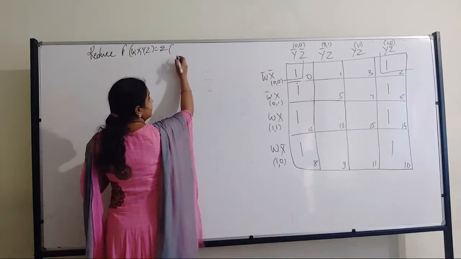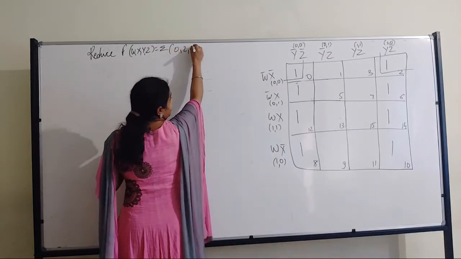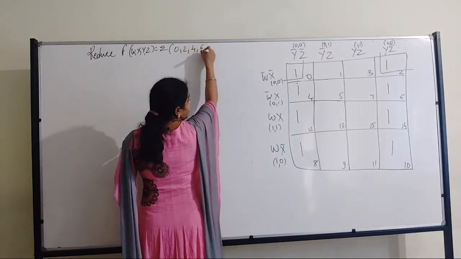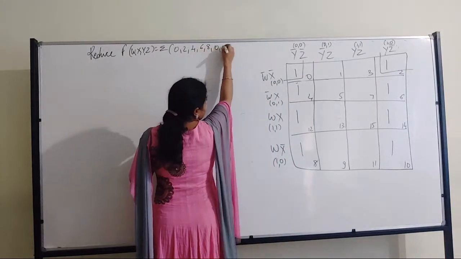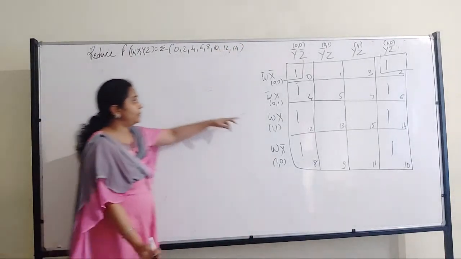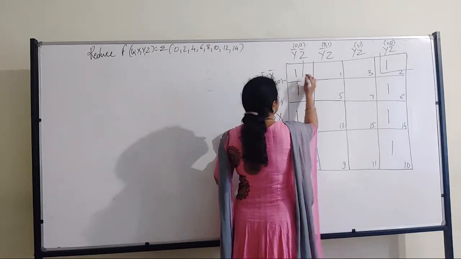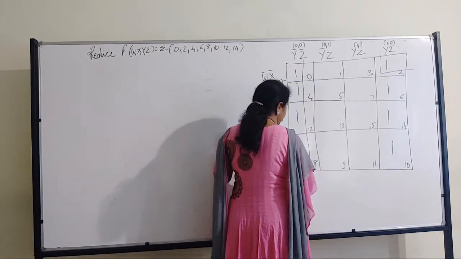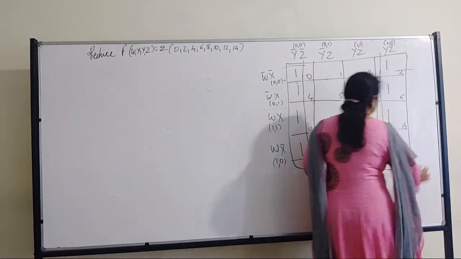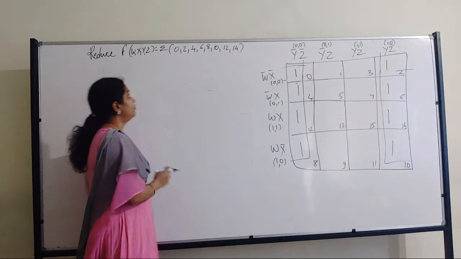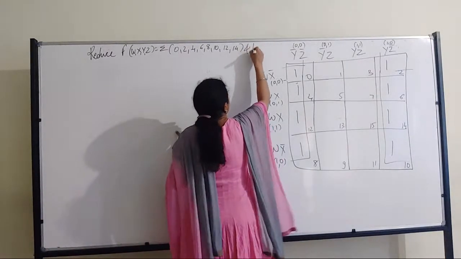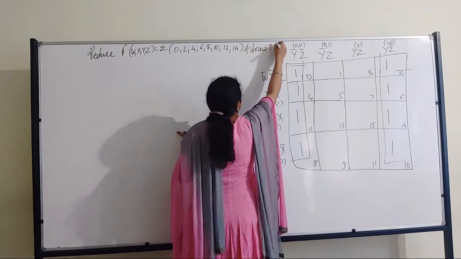I'll take the same example 0, 2, 4, 6, 8, 10, 12, 14. Okay. So this will map this one only. How you have to show is this way. And this forms an octet. But what is the question? Reduce the function. So you have to reduce and draw truth table.